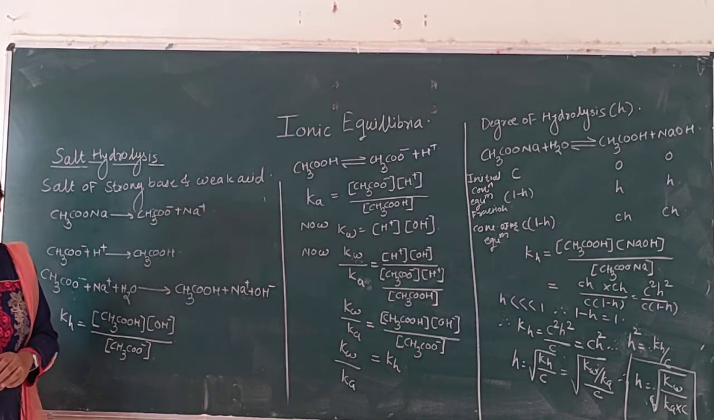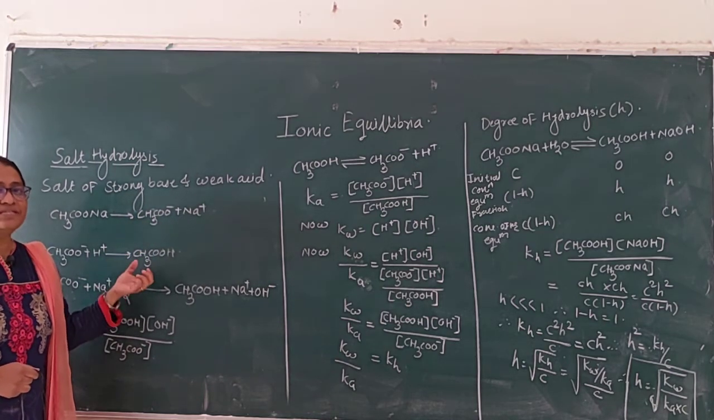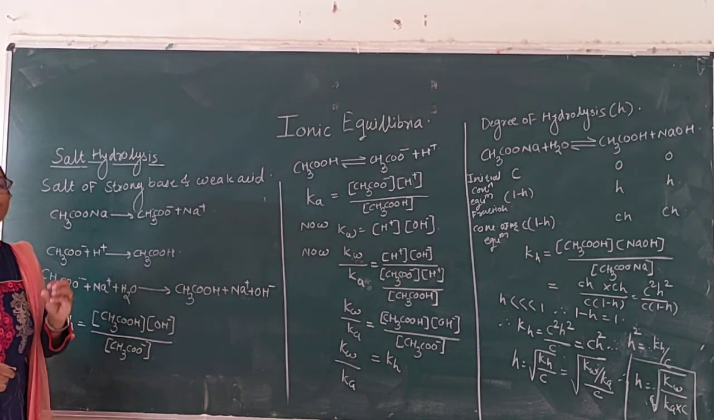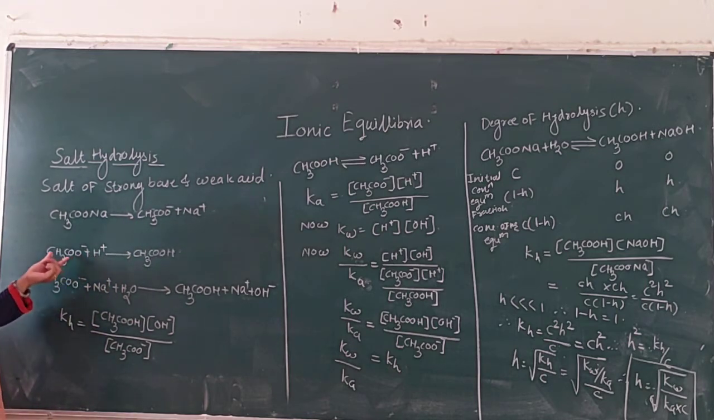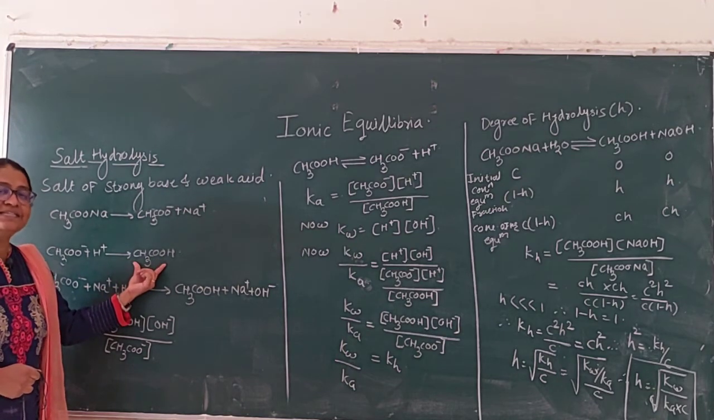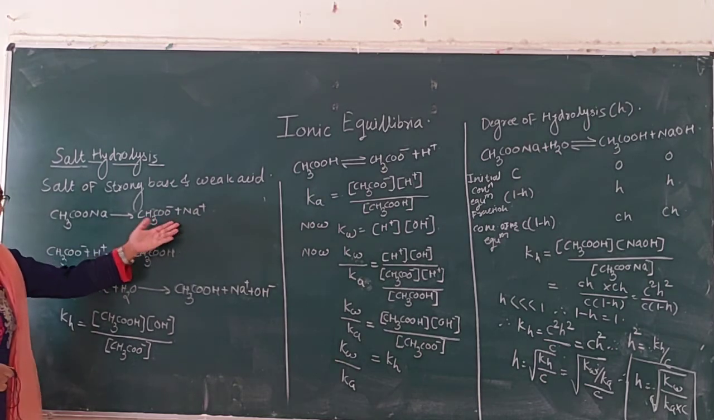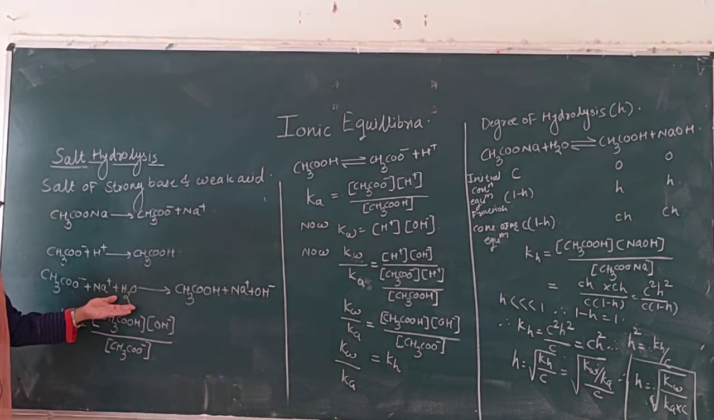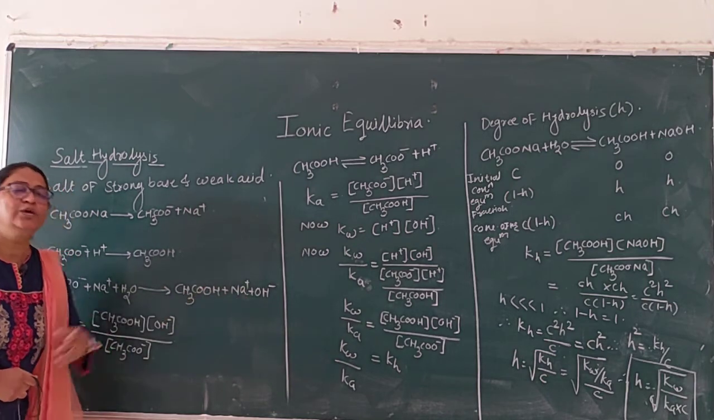Now the acetate ion which is formed reacts with the H plus ions which are formed from the weak dissociation of water, and those H plus ions react with the acetate ion and form the unionized acid, that is, acetic acid. Therefore we can write the hydrolysis reaction as: the acetate ion and the Na plus ion, which we get on dissolution of sodium acetate, plus water, forms acetic acid, Na plus and OH minus, that means NaOH is formed.